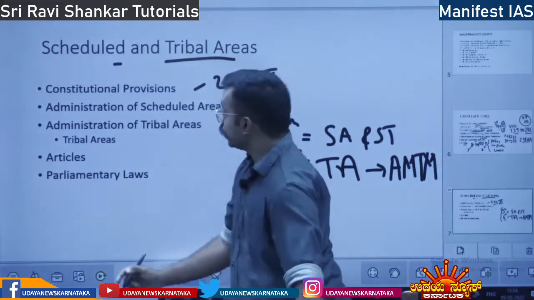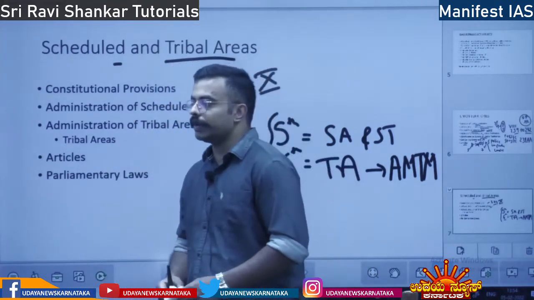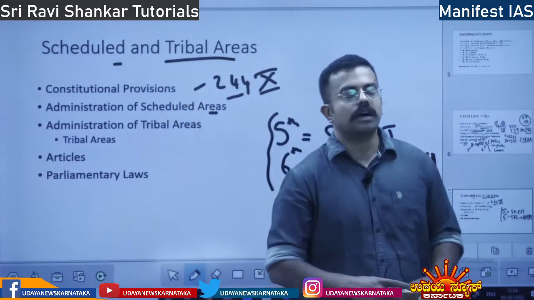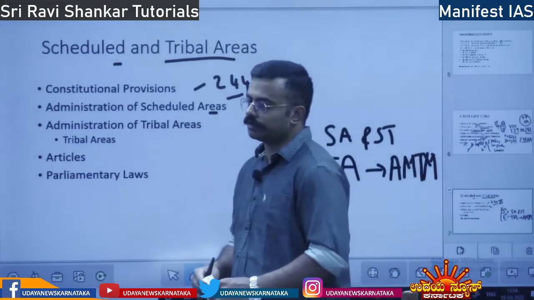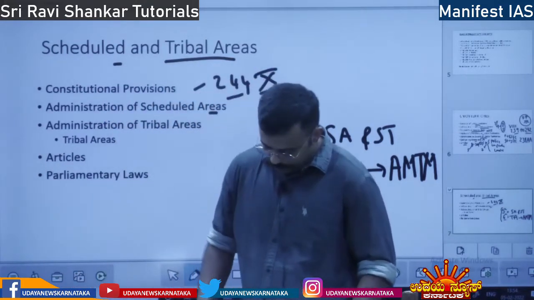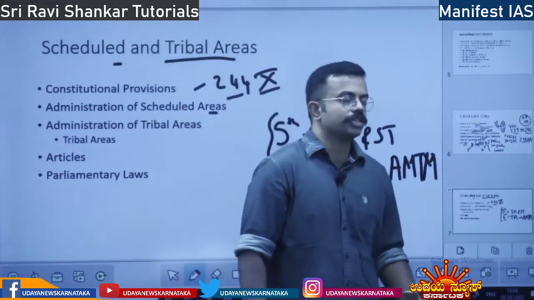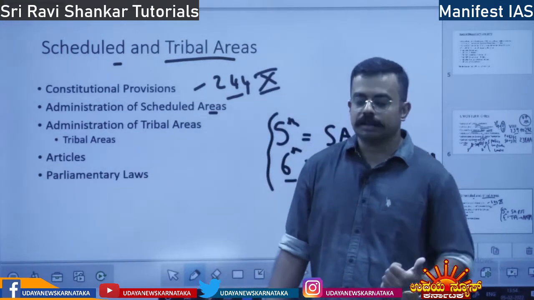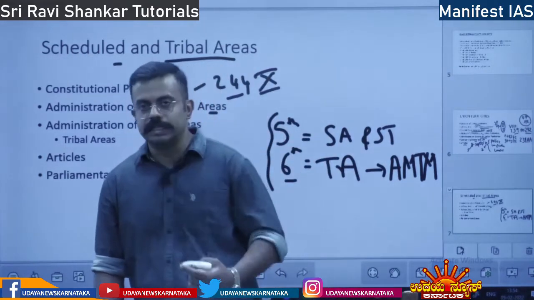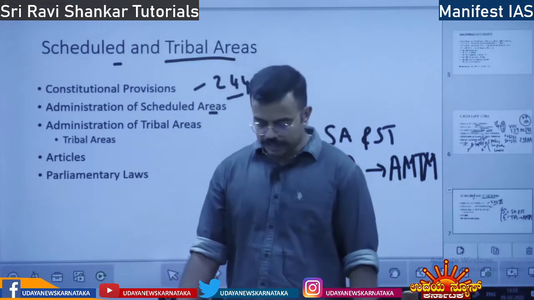Okay, so administration of schedule areas: how are the schedule areas administered? Schedule areas are treated differently compared to the states, because of their unique culture, their unique language, their unique land administration system, and their unique criminal and civil laws. So they are treated differently, right? They are inhabited by whom? Aboriginals. What are aboriginals? Tribal people. Okay. Because of these qualities, the central government has a special responsibility with respect to administration of these areas.